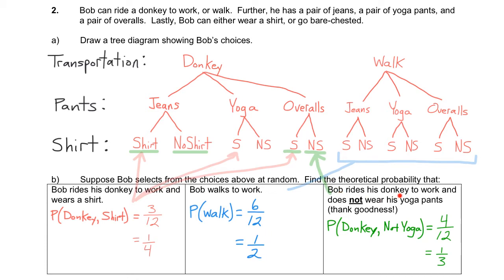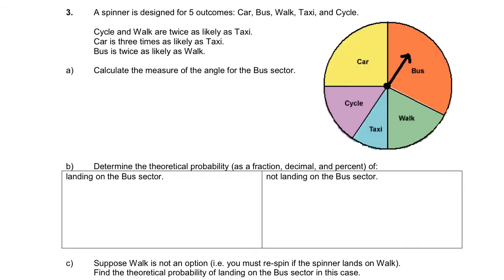Probability that he rides his donkey to work, okay, that's all of these. And does not wear his yoga pants, so don't count these ones. So there's 1, 2, 3, 4. 4 out of 12. That's 1/3. So hopefully you could get those. If not, you should ask for some help before you move on. This last example deals with a spinner.